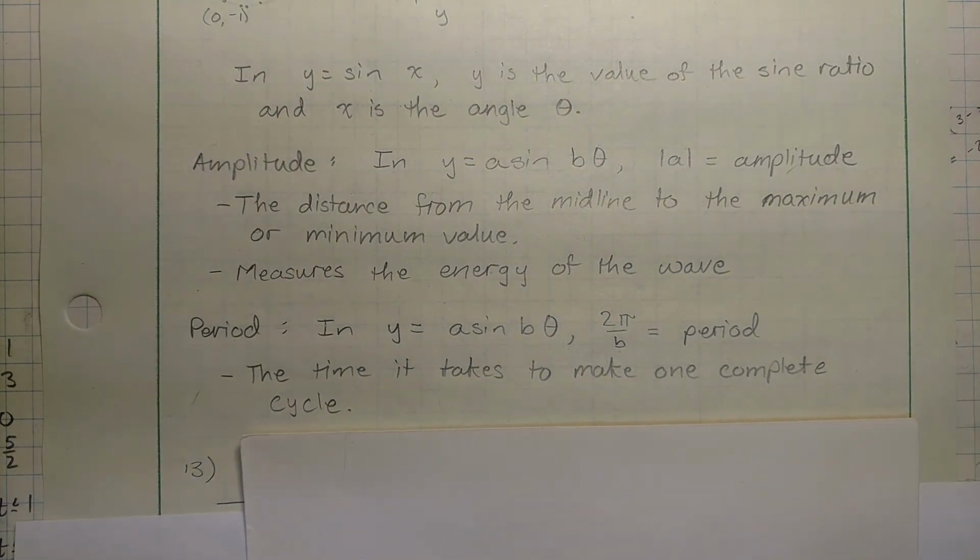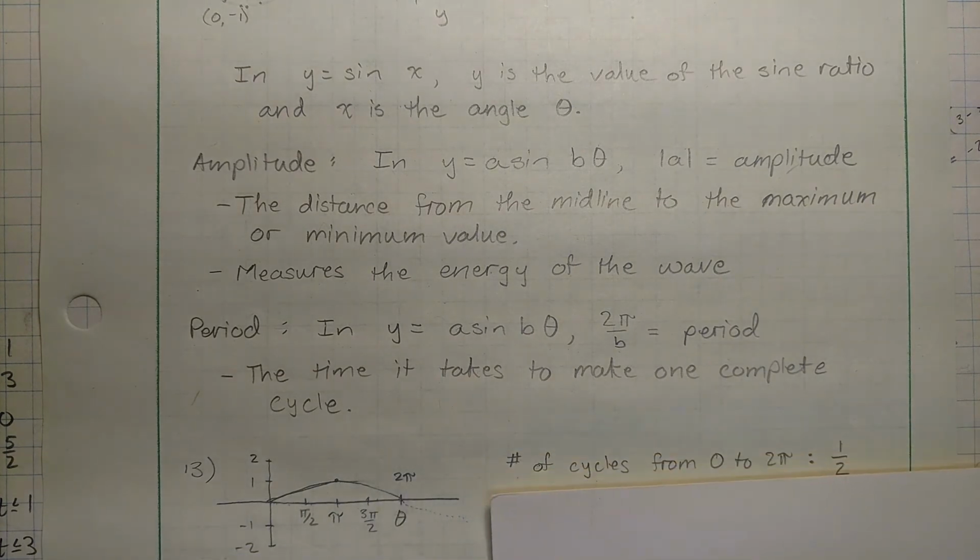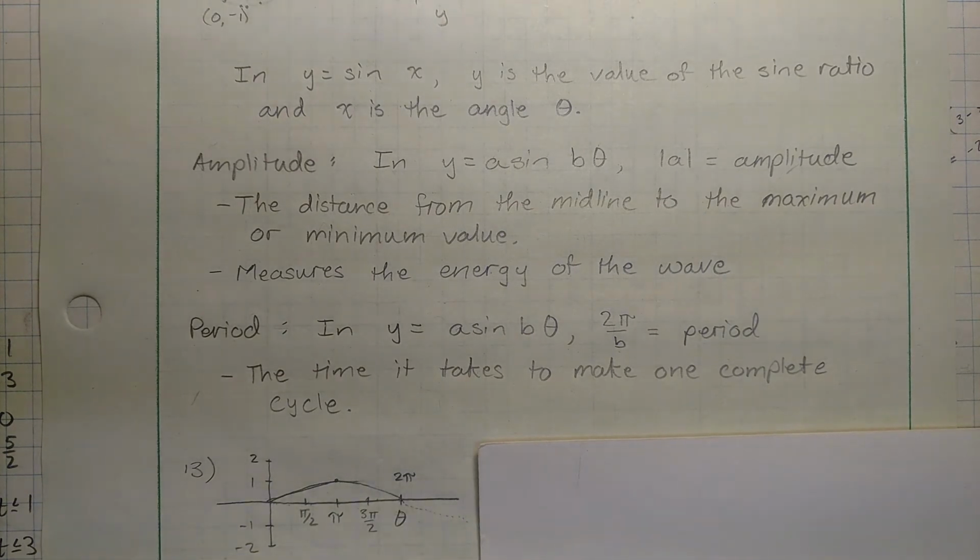All right, let's look at some examples. So here's 13. What it's asking you to do here is, I need to open up my book to make sure I've got exactly what it's asking you to do so I can explain correctly. I don't want to give you incorrect information.